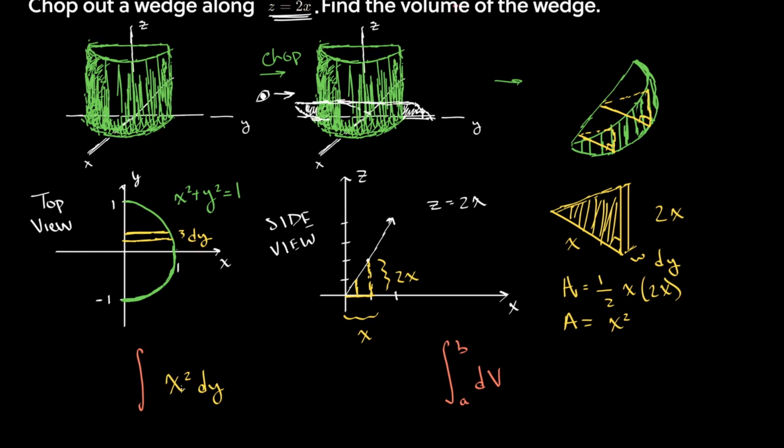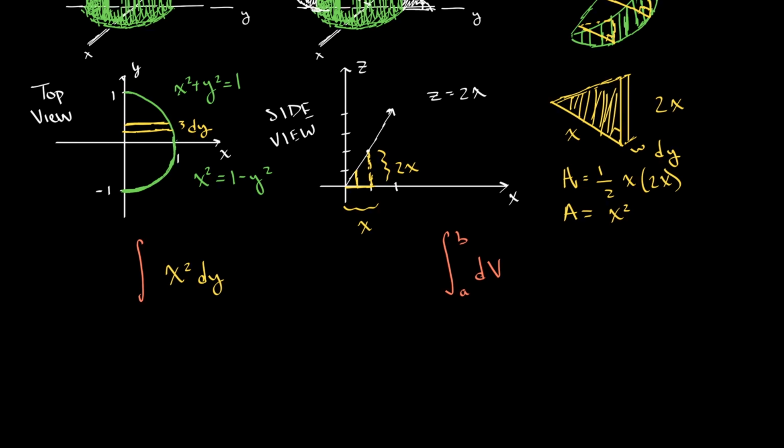Now we need to figure out, okay, what do we have here? We're integrating with respect to y, but our integrand is in terms of x. We need to fix that. We need to get this in terms of y. And we can do that. We have the equation for our semicircle here, and this is a semicircle where x is greater than or equal to 0, so we're only interested in positive x values. If we solve for x squared and have everything in terms of y, x squared is equal to 1 minus y squared. So now we can substitute this in, and we should be all set.